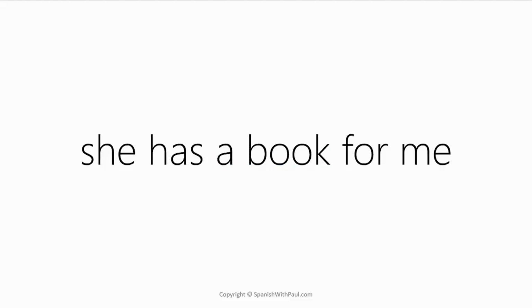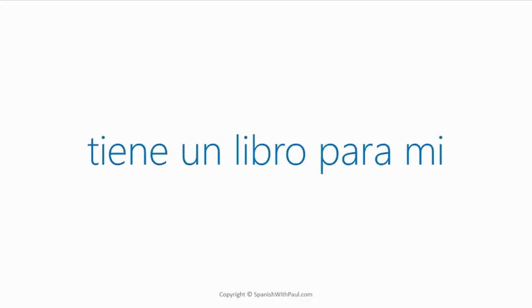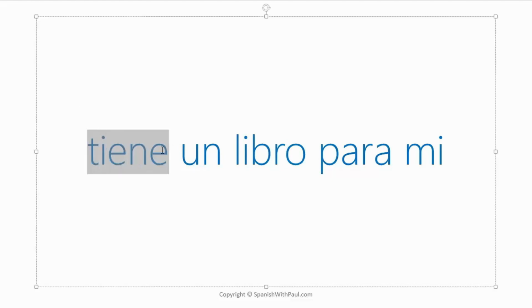The word for a book in Spanish is un libro. Un libro. Try to say, she has a book for me. Tiene un libro para mí. So tiene, she has a book, un libro for me, para mí.